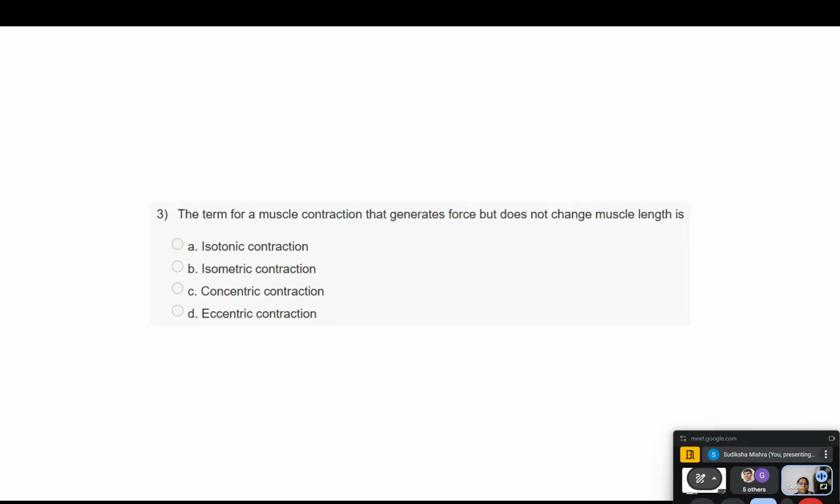The term for muscle contraction that generates force but does not change the muscle length is isotonic contraction, isometric contraction, concentric contraction, or eccentric contraction. Anyone wants to answer this? The answer is isometric contraction. So "metric" pertains to the length of the contraction.